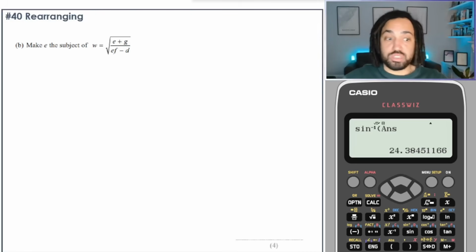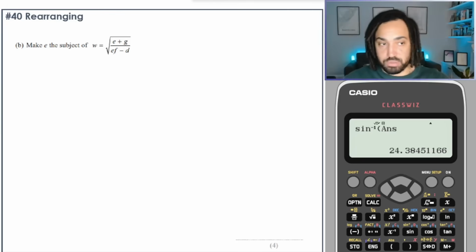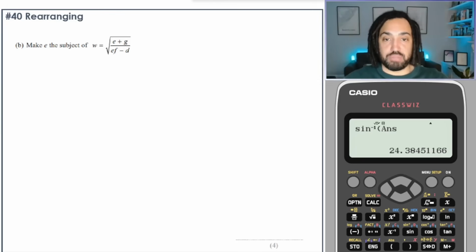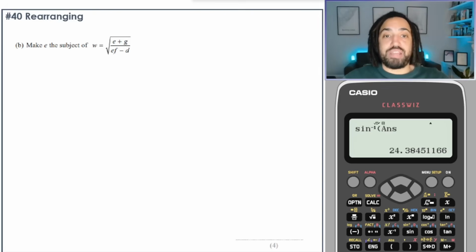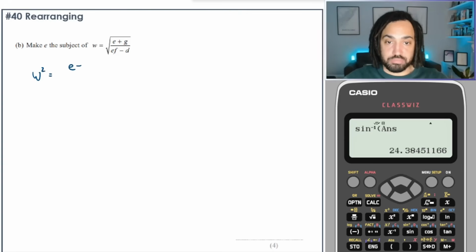Okay, number 40, rearranging. Such an important skill this, particularly if you want to go on to study A-level maths. You've got to be really fluent at working with your algebra. So we want to make E the subject, so let's get rid of that square root by squaring both sides of this equation.